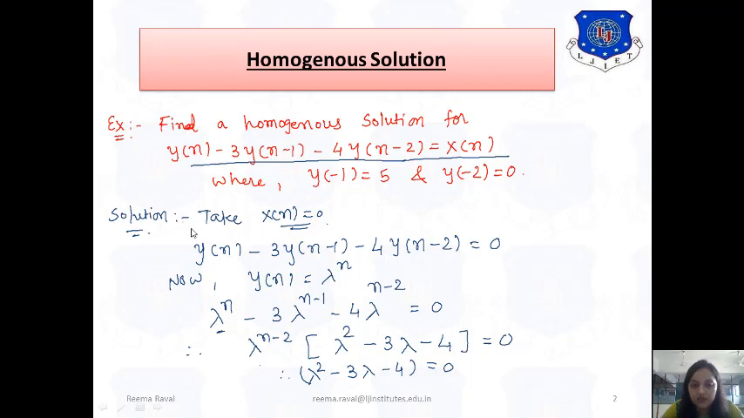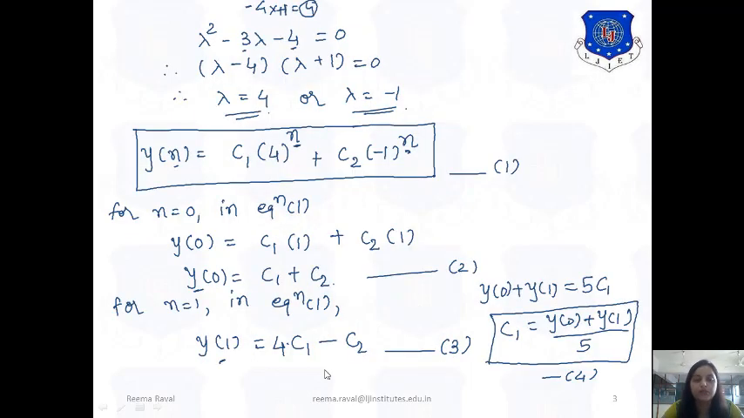We will take y of n equals lambda raised to n now. So the equation will become lambda raised to n minus 3 lambda raised to n minus 1 minus 4 lambda raised to n minus 2, that becomes 0. Now we'll take lambda raised to n minus 2 common, so that this term will become lambda square minus 3 lambda minus 4 equals 0. Now we will solve this quadratic equation by getting the factors, lambda equals 4 or lambda equals minus 1. Using these two factors, the equation will be c1 into 4 raised to n, that means first factor, plus c2 into minus 1 raised to n, that means second factor.